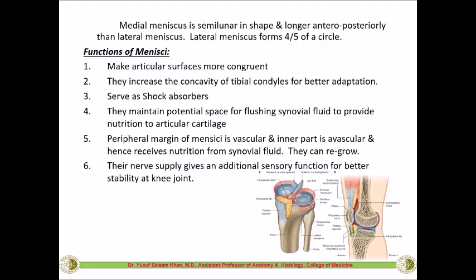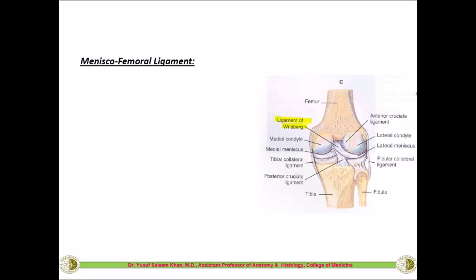So these are some of the important functions of the menisci. One, they make the articular surfaces more congruent; they increase the concavity of the tibial condyles; they act as a shock absorber; they maintain potential space between the surfaces; they are vascular peripherally and avascular in the inner part, which is supplied by nutrition from the synovial fluid; and they give additional nerve supply to the knee joint, which will prevent even small changes and help in the stability of the knee joint.